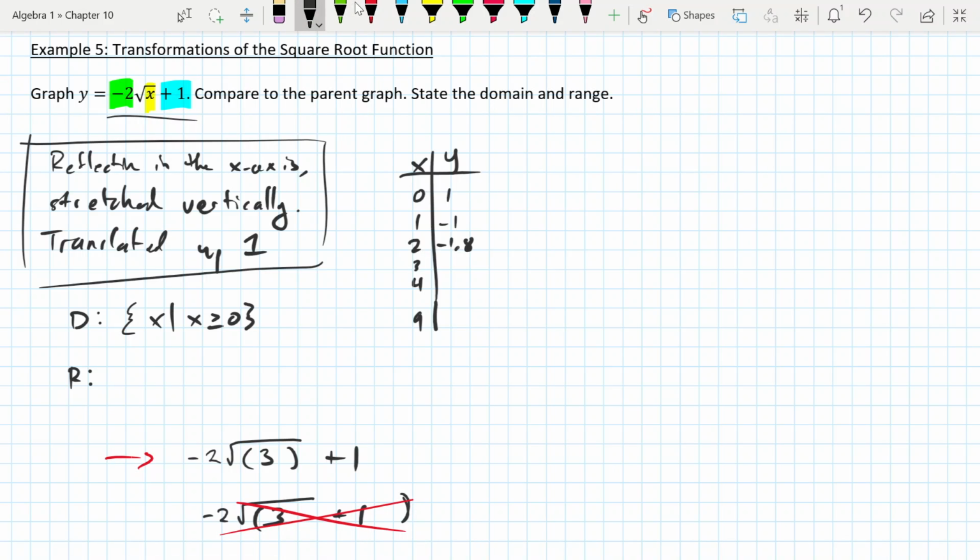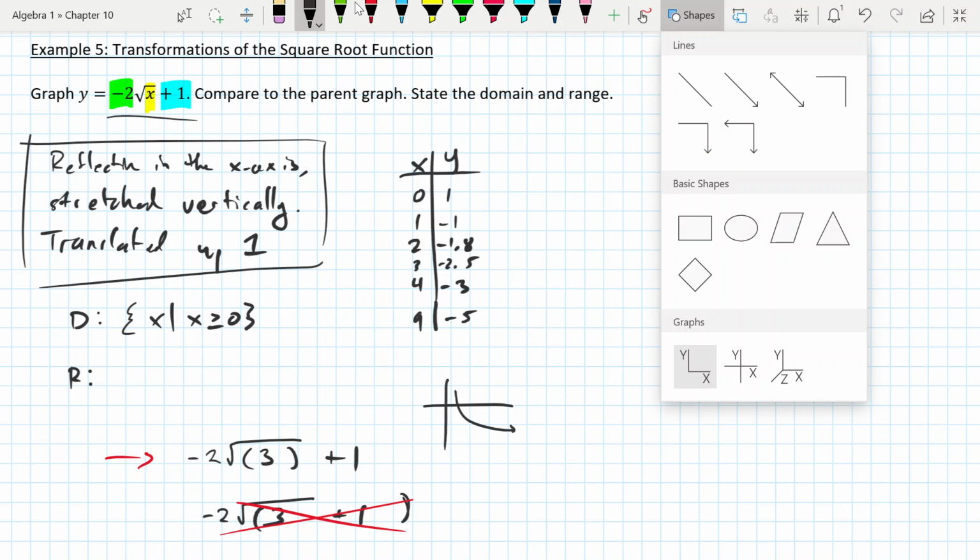All right. -2.46, so I'll just say -2.5. And I can plug in 4. We get -3. Plug in 9. We get -5. So here it looks like my graph is going down, but it looks like it's in the first and the fourth quadrant.